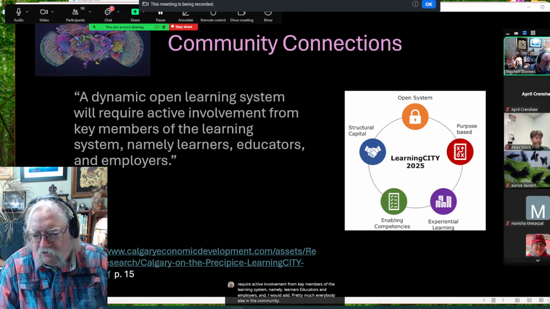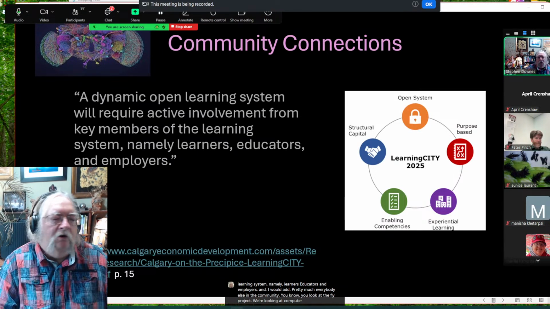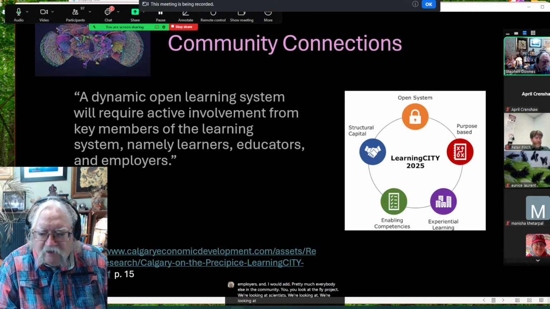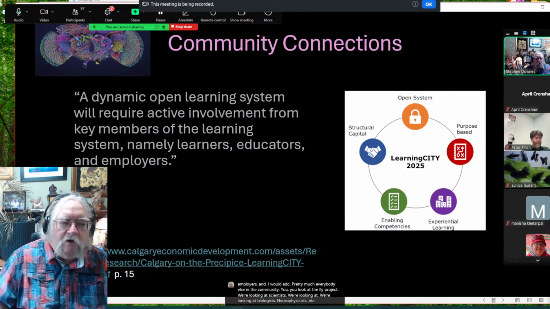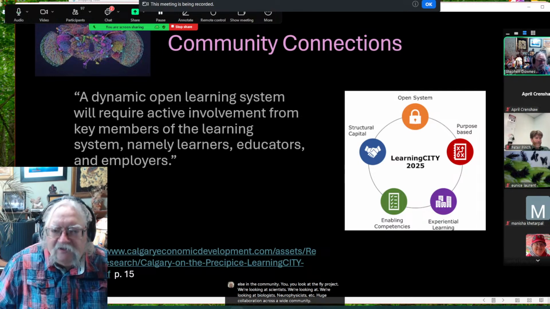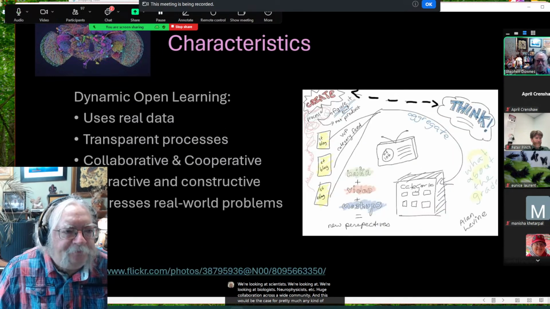You look at the Fly project. We're looking at scientists. We're looking at computer technicians. We're looking at biologists, neurophysicists, etc. Huge collaboration across a wide community. And this would be the case for pretty much any kind of dynamic open learning that you would do.